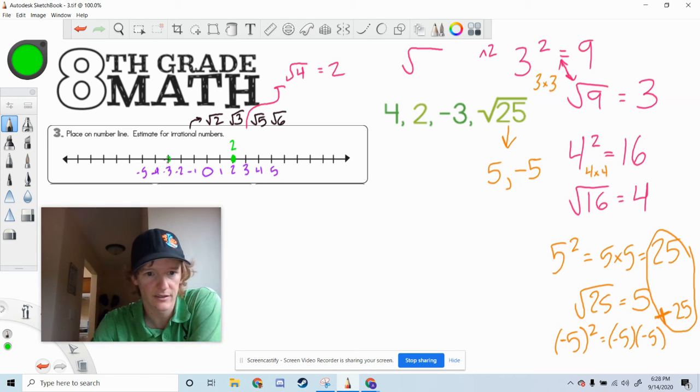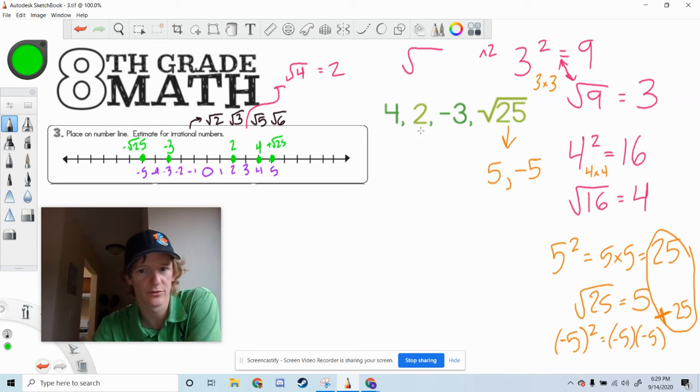Negative 3 is right here. 4 is right here. The positive square root of 25 is right here. And the negative square root of 25 is right here. So we've got 1, 2, 3, 4, 5 numbers. We put them in order on this number line.